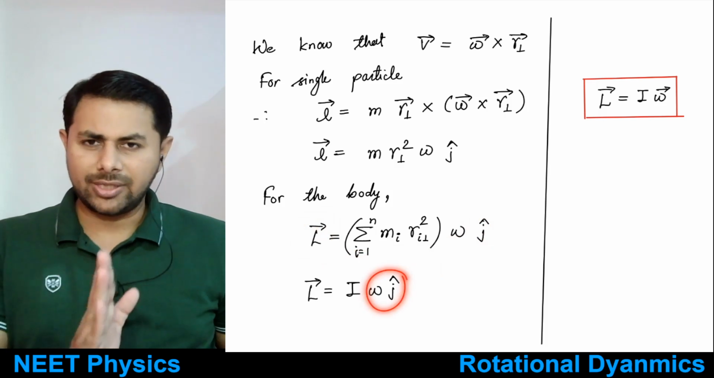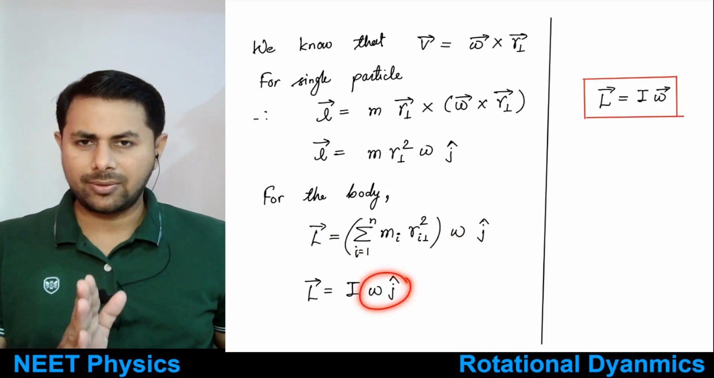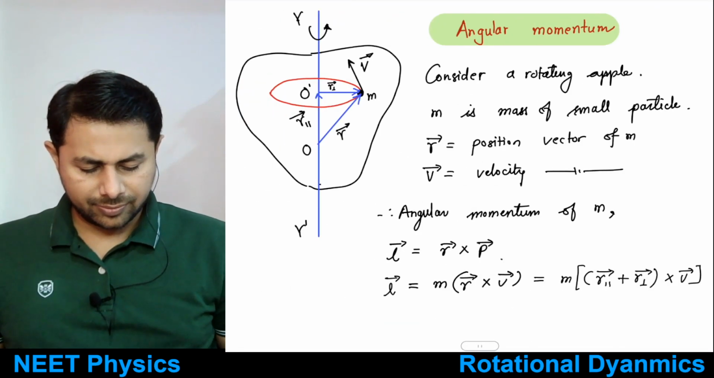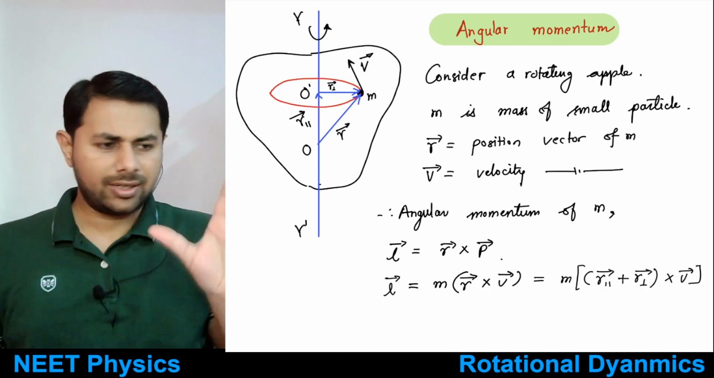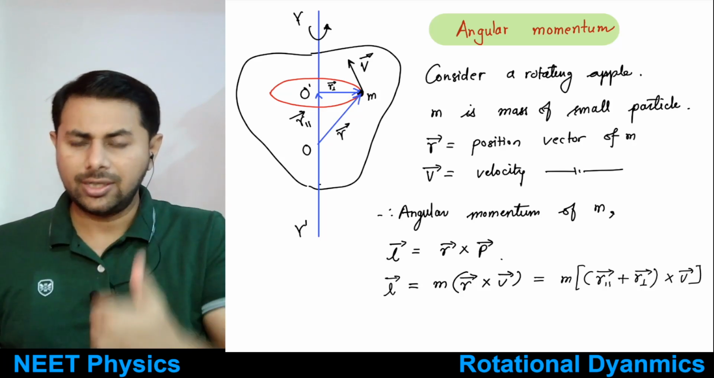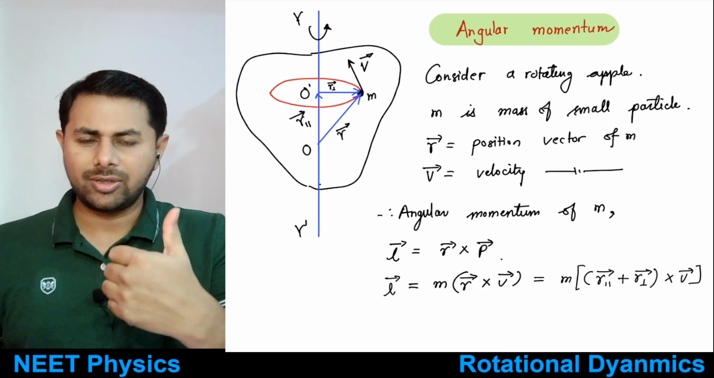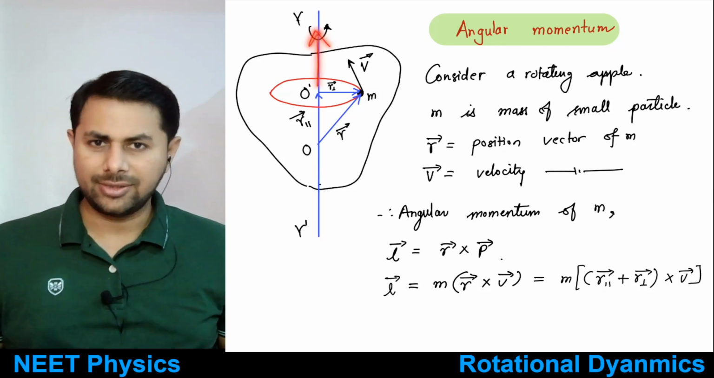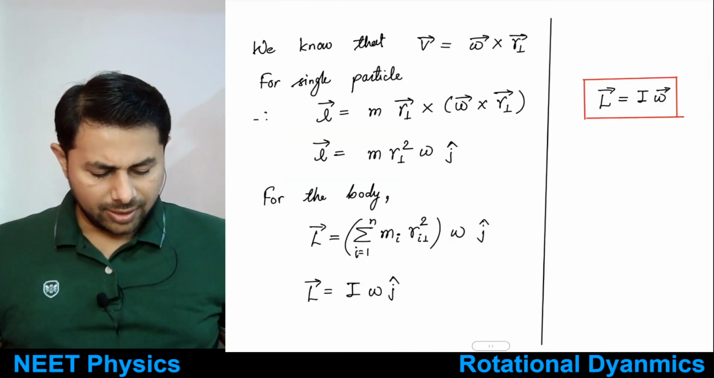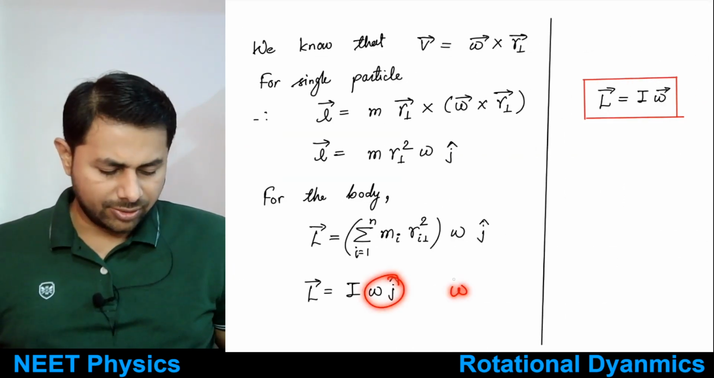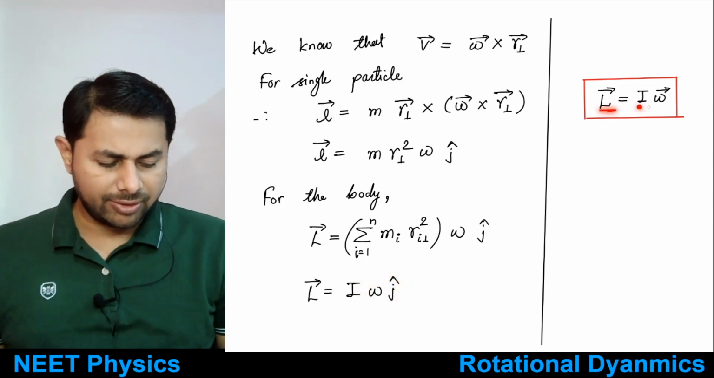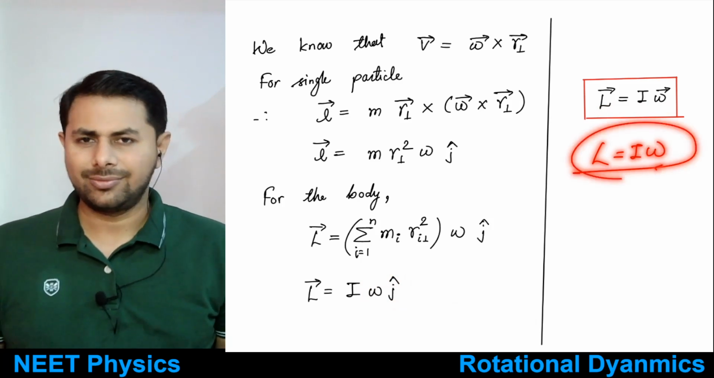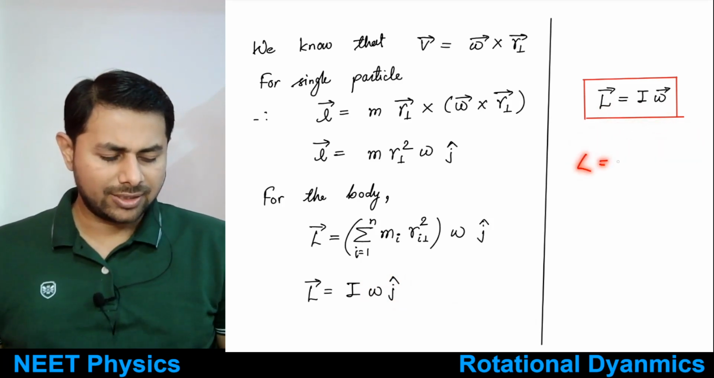And what is omega times j cap? So what is the direction of omega? It is axial, we know that. So suppose this body is rotating like this, then we curl our fingers in the direction of rotation, stretch our thumb. The stretched thumb gives us the direction of omega. Okay, so the direction of omega is along the axis only, and that's why omega times j cap is just omega bar. So you can say L bar is equal to I times omega bar, or in scalar form L is equal to I times omega.